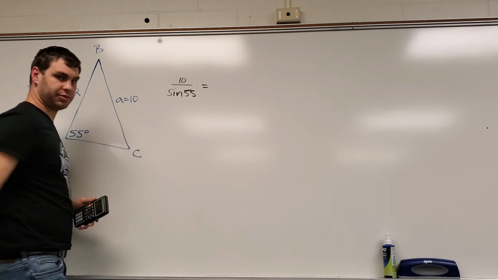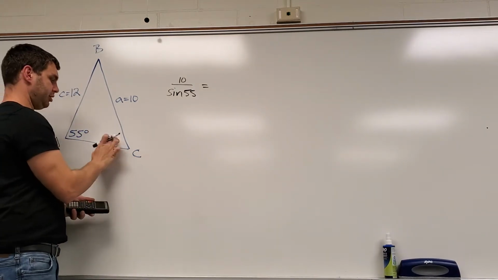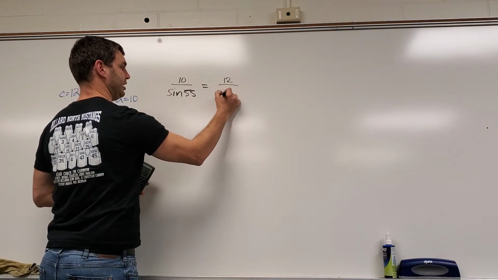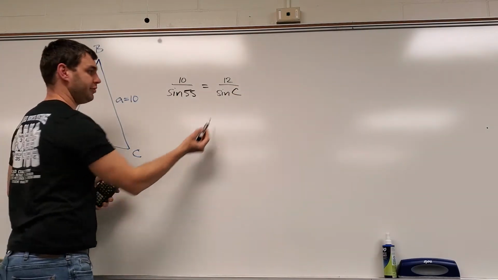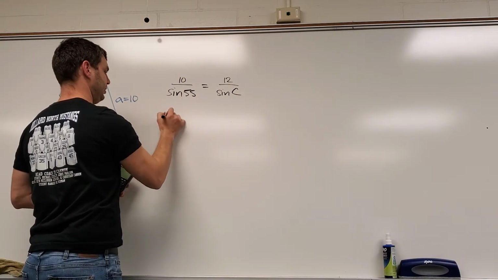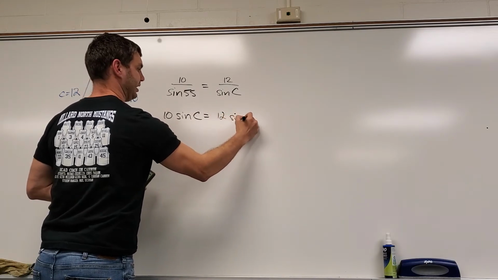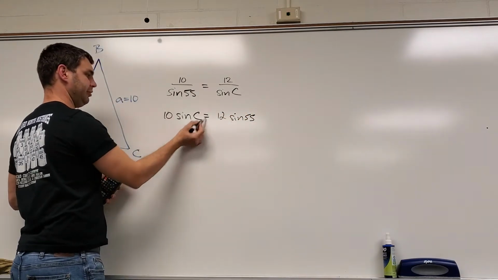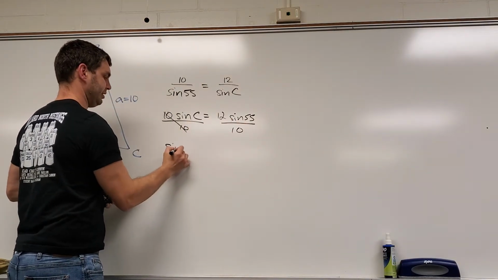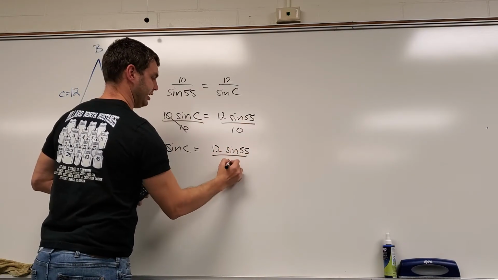And set that equal to the other side that I know, which is C. I don't know angle C, but I do know that side C is 12, so I'm going to go 12 over sine of C. The part I'm solving for is angle C. If I cross multiply, I get 10 sine of C equals 12 sine of 55. Then I want sine C isolated, so I'm going to divide by 10. So now sine of C is equal to 12 sine of 55 over 10.